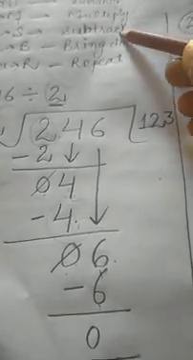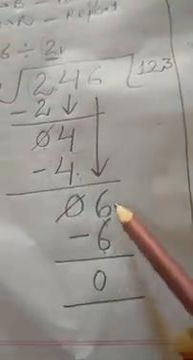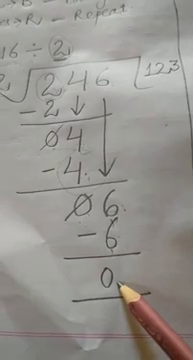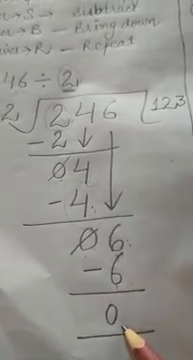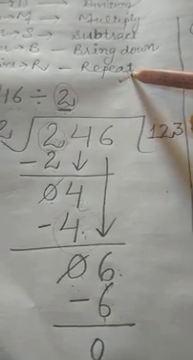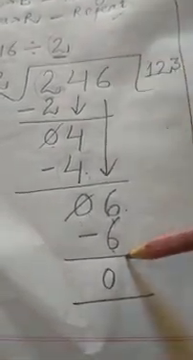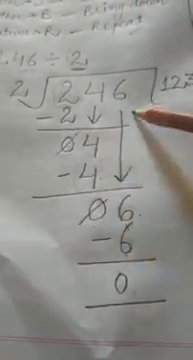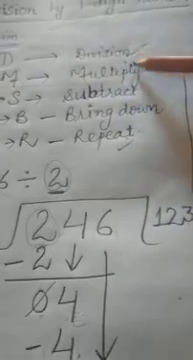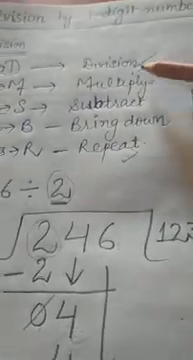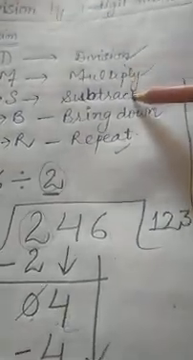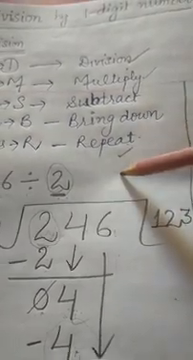After doing multiplication, next step is subtraction. 6 minus 6, it is 0. Subtraction we have done. After that, there is the step that is repeat. We cannot repeat here because all the digits we have brought down. So firstly 2 is divided, then 4 is divided, then 6 is divided. With the help of these steps: first is division, second is multiplication, then subtraction, then bring down, then repeat.